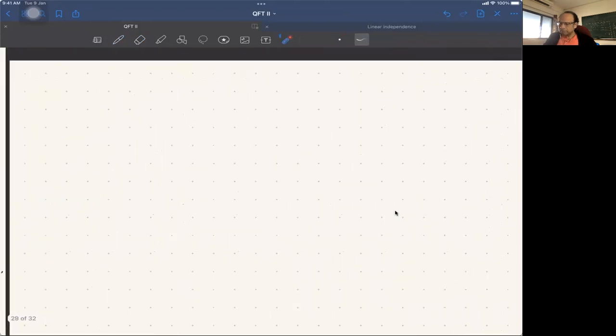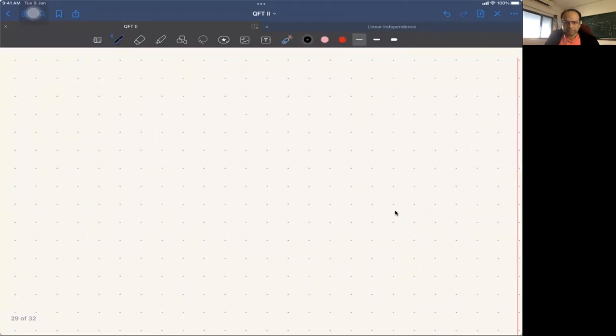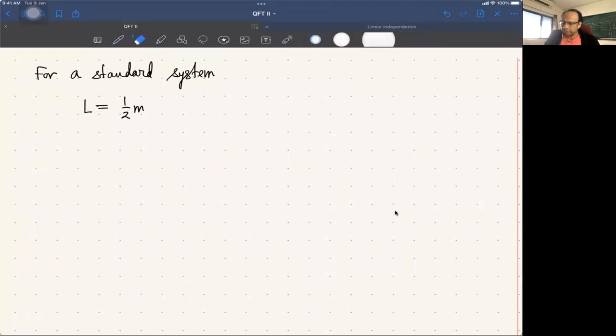For a standard system, we know that the Lagrangian is half m x dot square minus V of x, for example, right?